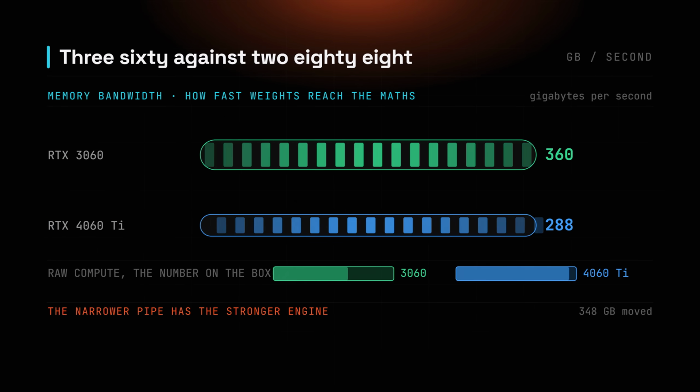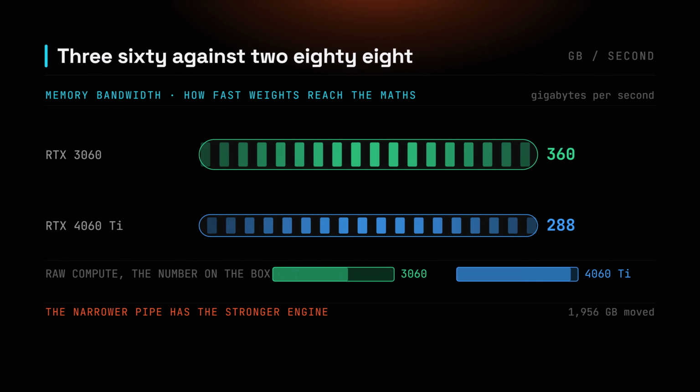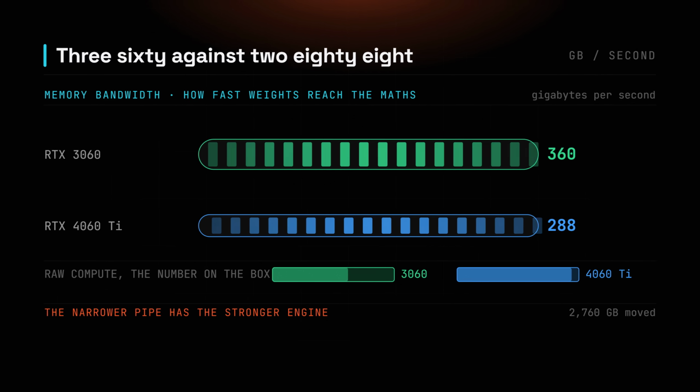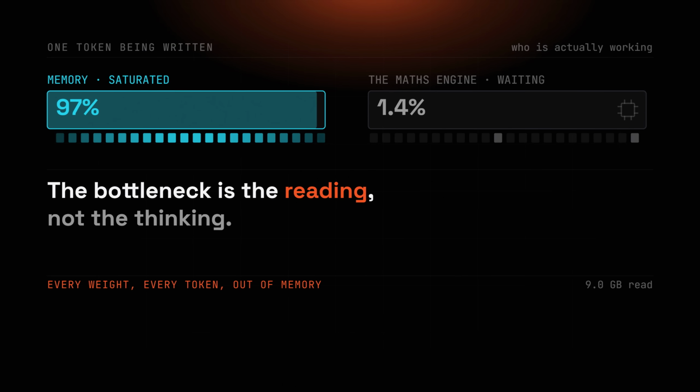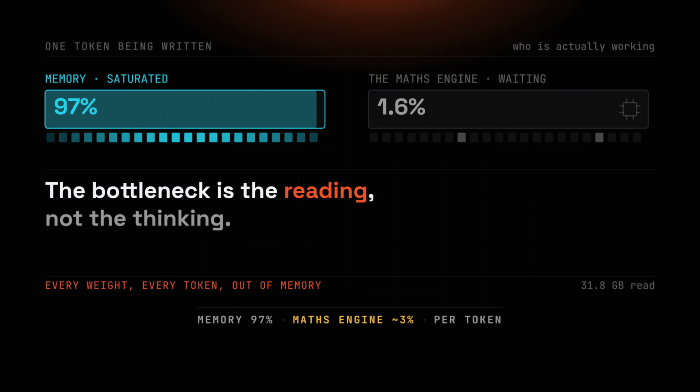The newer card has more computing power. It just has less memory bandwidth. 288 gigabytes a second against 360. That is the whole trick. When a model writes you a sentence, it is barely doing arithmetic. It is reading, and reading is bounded by memory.